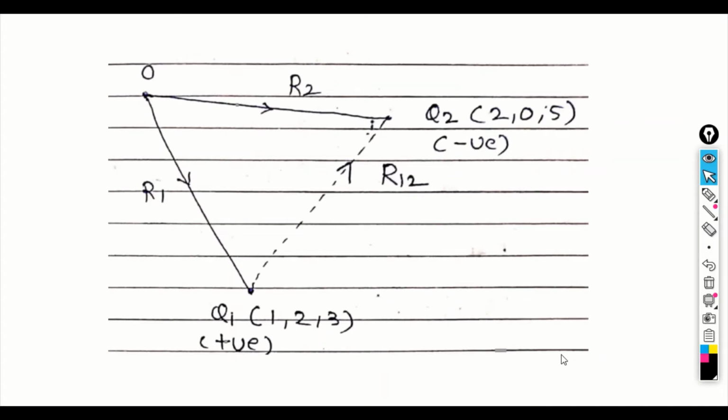So if I draw the diagram, I have Q1 charge available is positive, Q2 charge available is negative. Coordinates are mentioned. In the first part, I am supposed to calculate the force exerted on 2 by 1. So vector will be towards the charge Q2. Unit vectors will be calculated as vector divided by the magnitude of the vector. So I should first write the positional vector corresponding for R2, positional vector corresponding for R1.